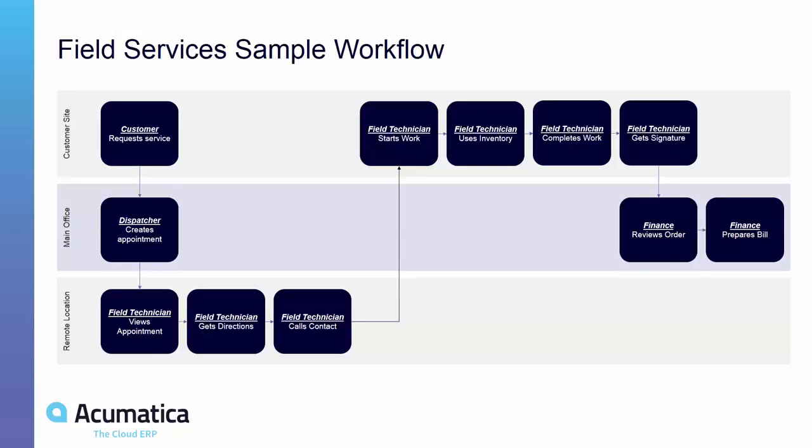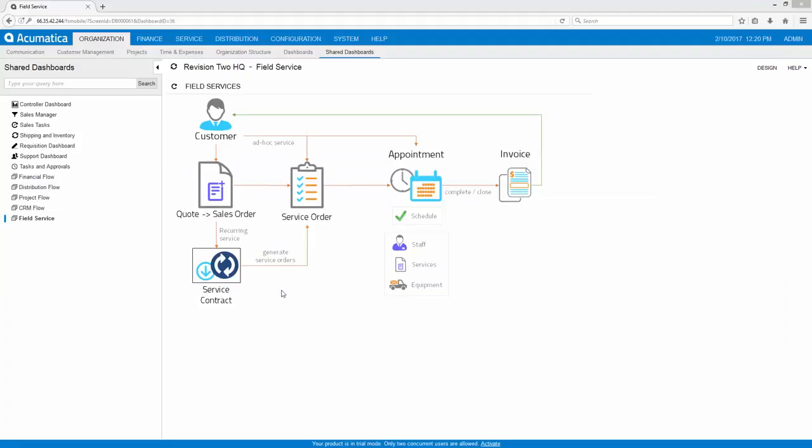Once he arrives on site, he can use inventory from his truck, make note of that, and complete the work. After that's been done, he can get the signature from the customer directly on site so that finance can review everything in real time and prepare a bill. These are the steps that we'll be following in the coming demo.